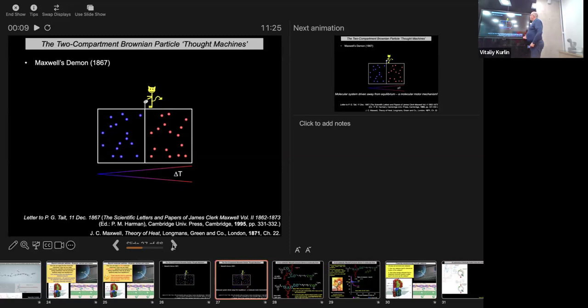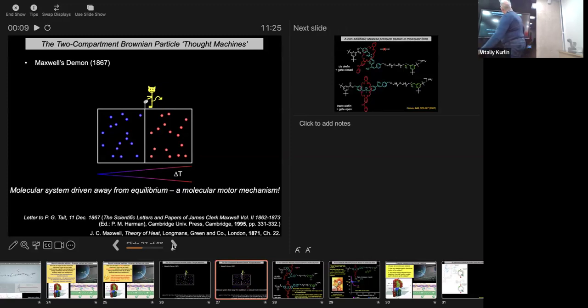But from our point of view of trying to design molecular machines, this is really interesting because we went from the situation at equilibrium to a situation that's out of equilibrium. And that's exactly what molecular machines do. So that's a molecular motor mechanism. So if we can process information in this way by adding energy, so as not to break the second law, we should be able to make a molecular motor. And again, 15 years or whatever it was ago, we made a molecule that would do that. It drives the position of this ring from its equilibrium position away from equilibrium.